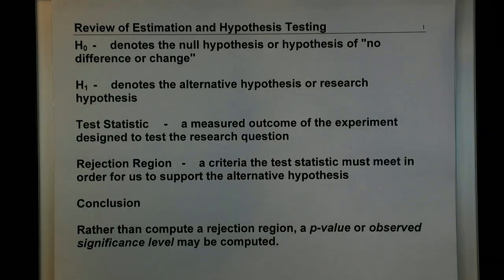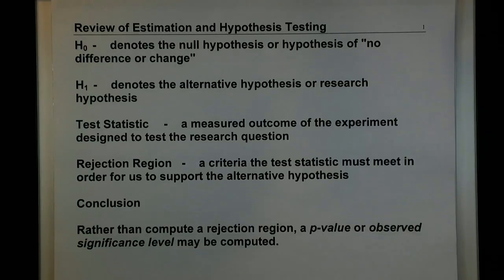So to begin with, H0 denotes the null hypothesis, or the hypothesis of no difference or change. The alternative hypothesis in this book is given by H1. Some textbooks use an HA for alternative. That's our research hypothesis, or poses our research question. The test statistic is a measured outcome of the experiment designed to test the research question. So we've talked about t-tests, z-tests, chi-square tests, those kinds of things. Those values are called test statistics.